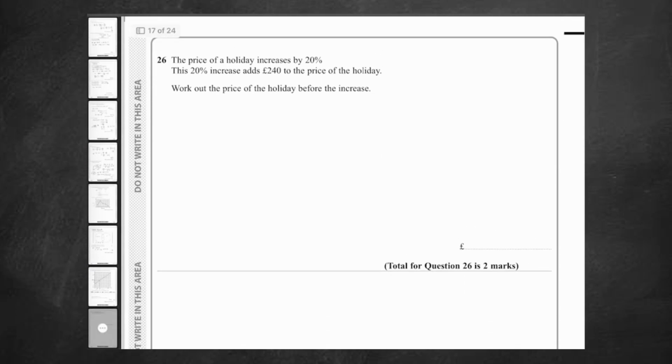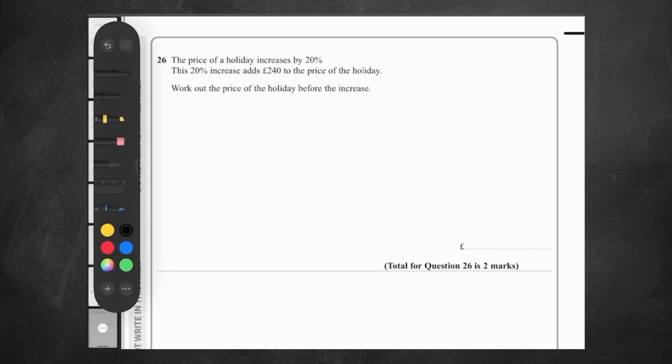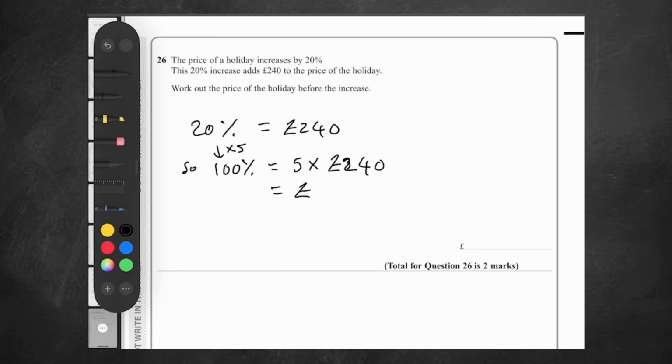Question 26. The price of a holiday increases by 20%. This 20% increase adds £240 to the price of the holiday. Work out the price of the holiday before the increase. So we're saying 20% is £240. So 100% is going to be 5 times £240, as 20% times 5 is 100%. And 5 times £240 is just 1,200.